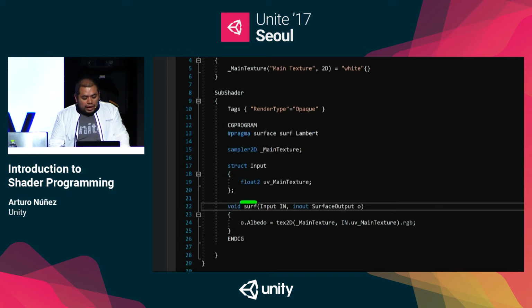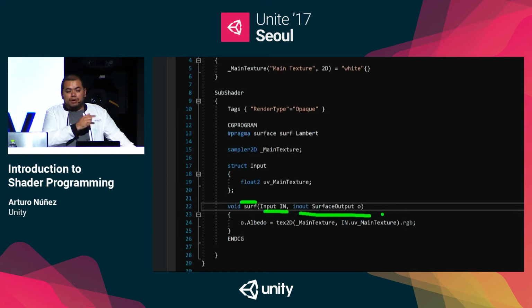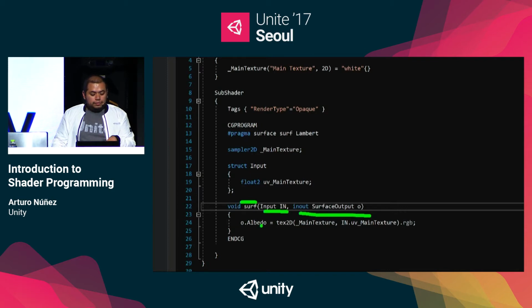As soon as I'm declaring the surface function, I need to change the way I'm passing around the data. The difference is that the input over here is a bit different. Instead of returning a color or a vertex position, here I'm just setting the value to whatever my surface output structure is. As you can see here, there's no return value. I'm just setting the albedo value to whatever I have on that texture.